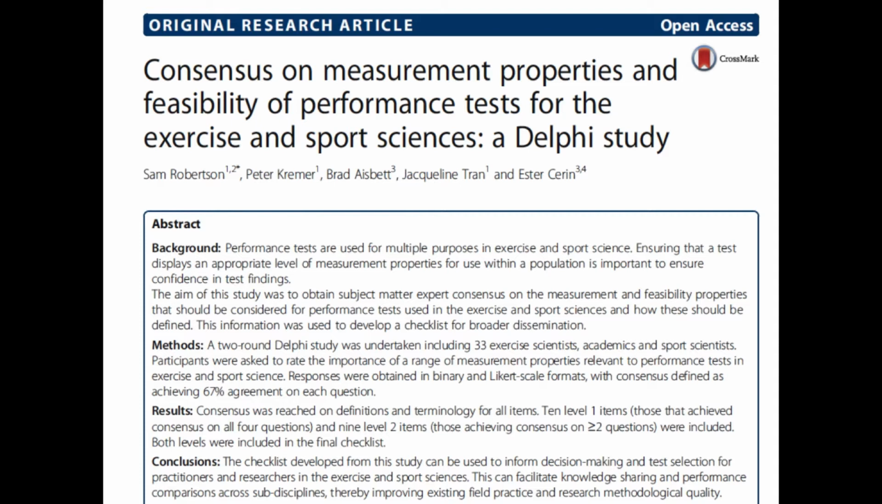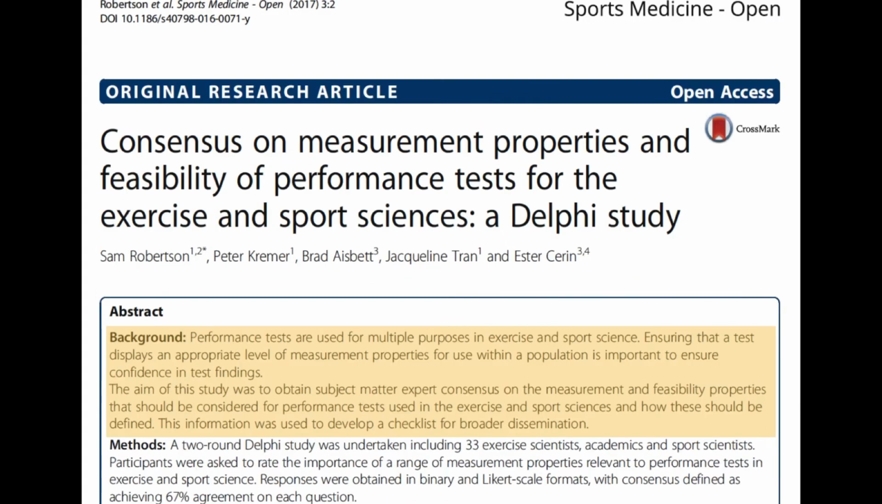The paper I'd like to talk about today I feel is a really important one for both practitioners and academics alike, and it's titled Consensus on Measurement Properties and Feasibility of Performance Tests for the Exercise and Sport Sciences. The background was that everyone in some capacity uses assessments or performance tests in their practice or research. We all know that ensuring that the tests we design or implement display an appropriate level of measurement properties for use within a population is really important, so that we have confidence in the findings that we obtain.